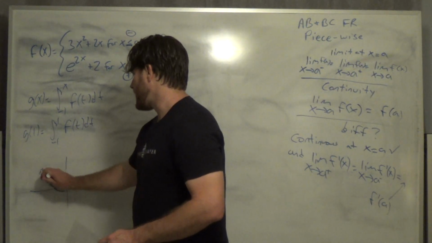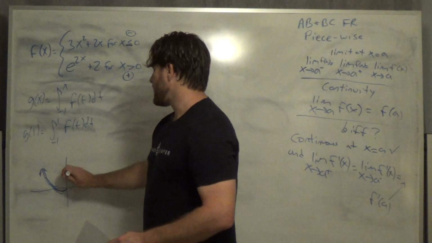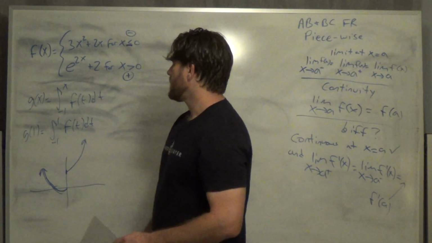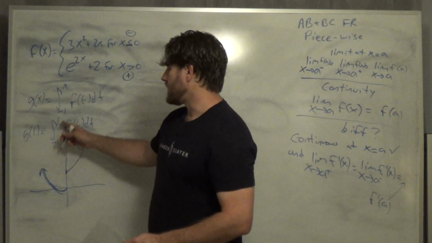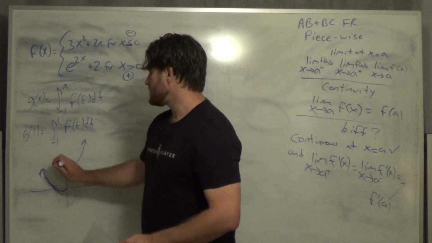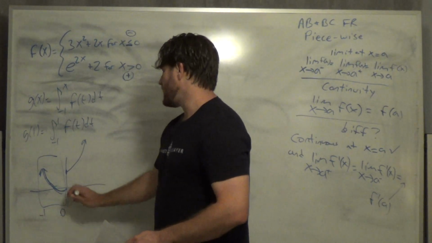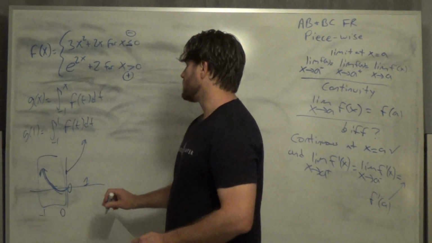All right, whatever. I don't know exactly what it looks like, but on this side we have a parabola, and on the other side we have some other function. And we want to find the area from -1 to 1. Well, to find the area from -1 to 1, you've got to use one of the equations from -1 to 0, and then you've got to use the other equation to find the area from 0 to 1.